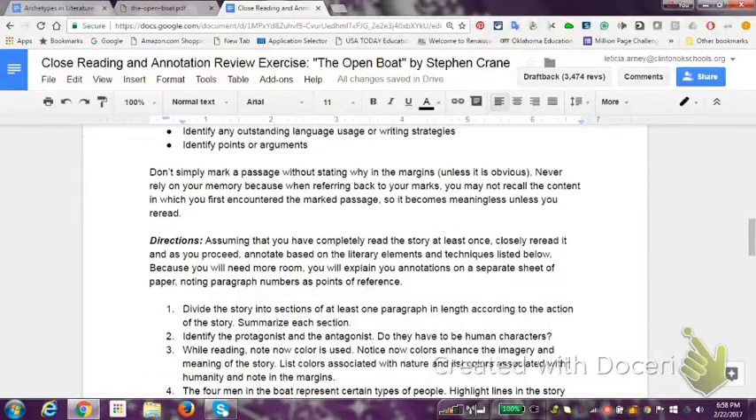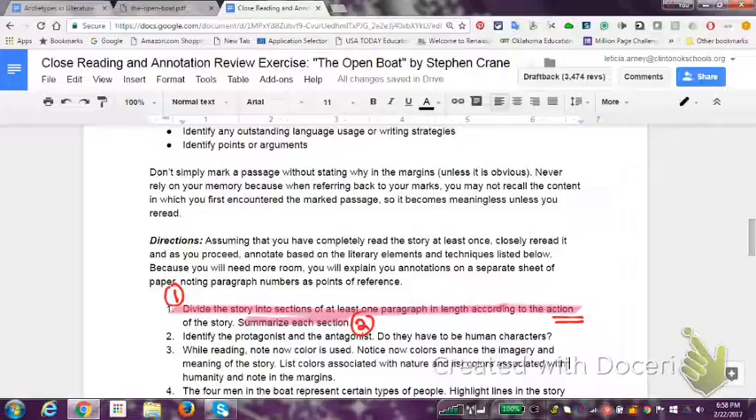So what you're going to do is divide the story into sections. The very first thing you're going to do, all right, is divide the story into sections of at least one paragraph in length according to the action of the story, okay? Number 1, divide. Number 2, summarize each section.